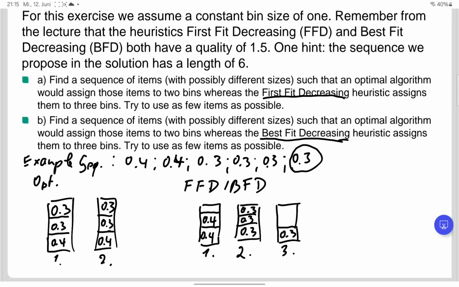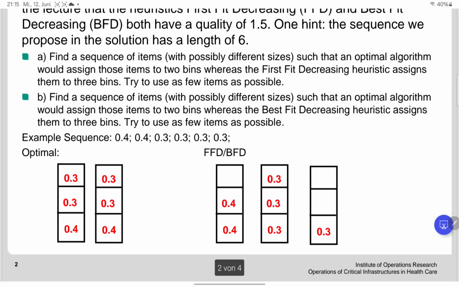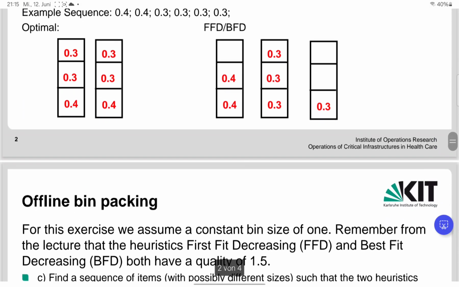So it doesn't matter. It indeed has a quality, here the quality C, which gives us the worst case scenario. So it's indeed 1.5 times worse than the optimal solution. Here you can see it nicely drawn.